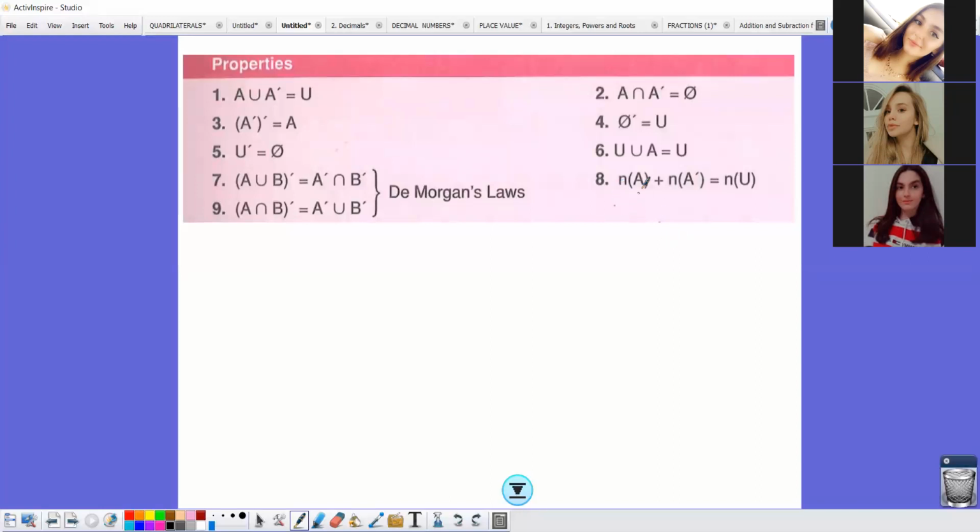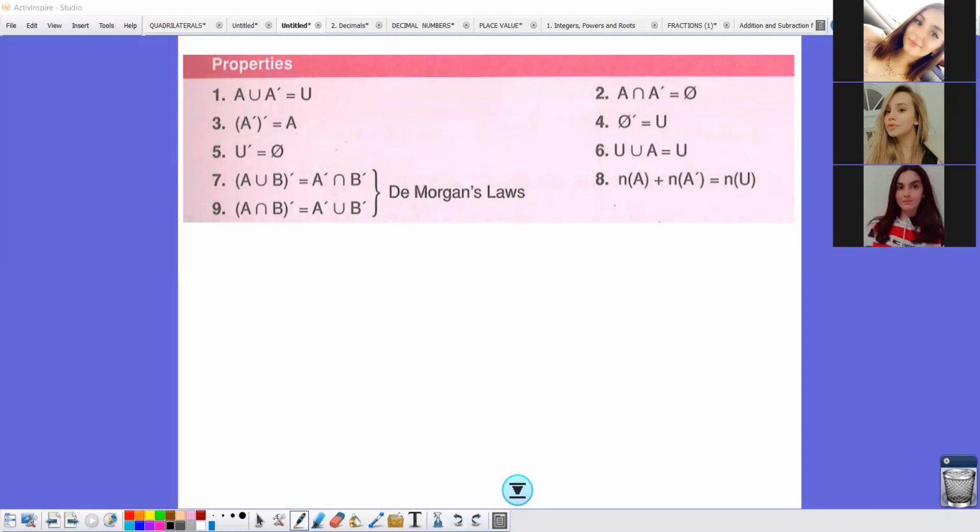And the last one here, the number of elements of A plus the number of elements of A complement will give you the number of elements of the universal set. Okay, did we understand? Yes.